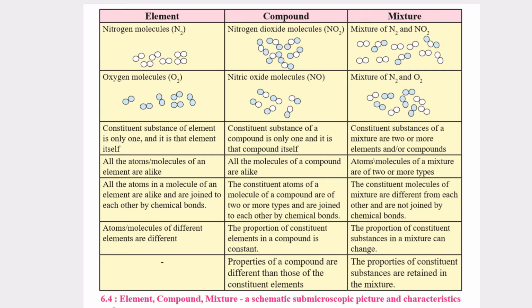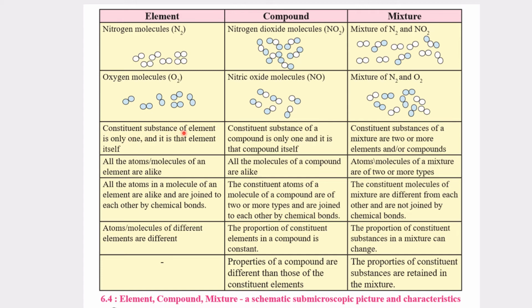Now students, we will see the table given on page number 41. First of all, we'll study elements. Here is given the nitrogen molecule, N2. You can see two identical atoms of nitrogen, the white colored circles. So these are nitrogen molecules. Another example is the oxygen molecule. The blue colored circles, two atoms joined together, bonded together, make the oxygen molecule.